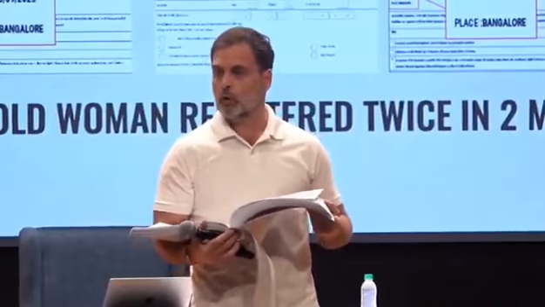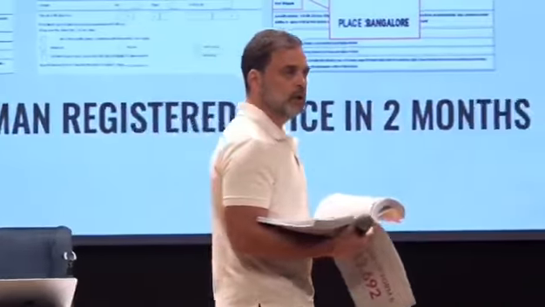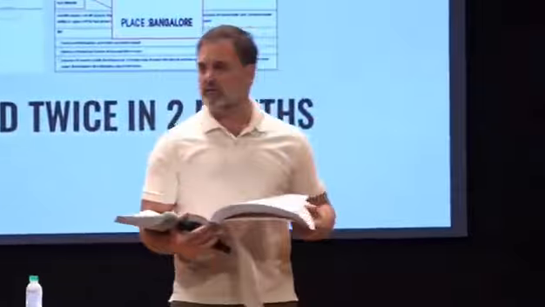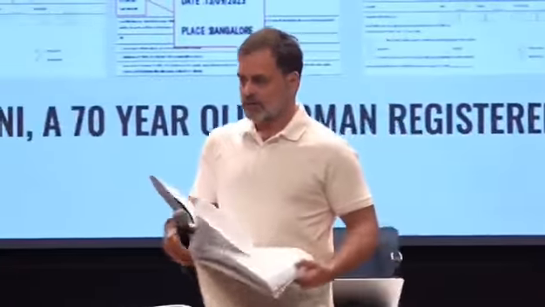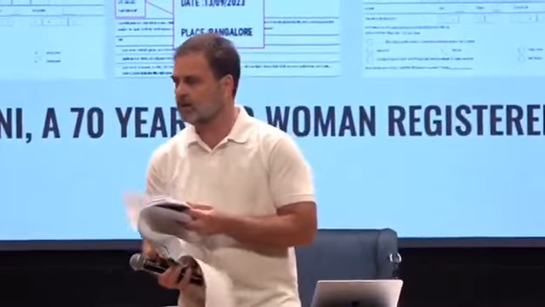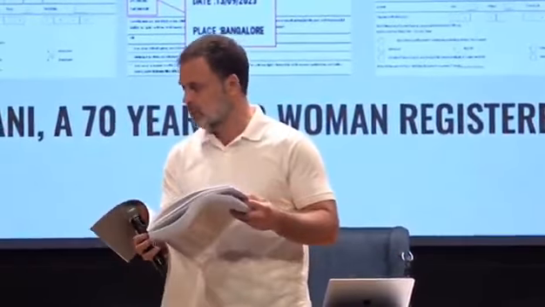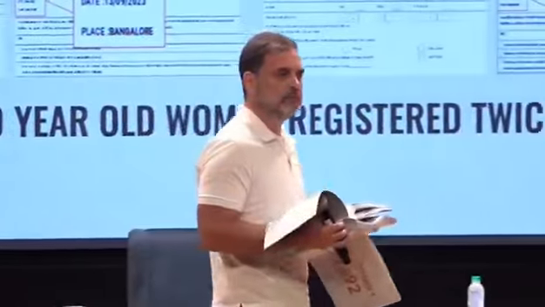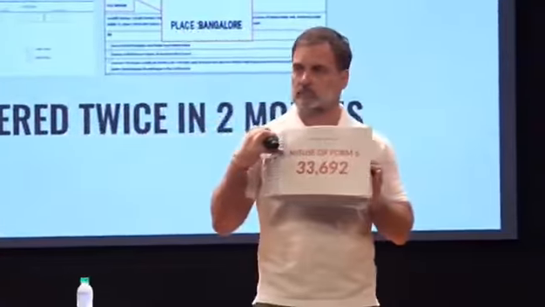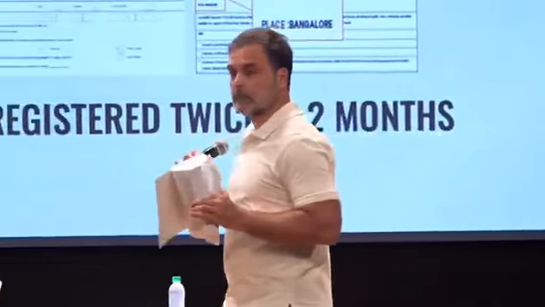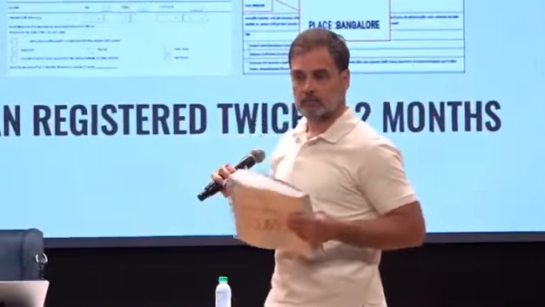They're supposed to be new voters that vote for Mr. Narendra Modi. 95, 85, 75, 65, 55, 45. This entire list does not contain a single person between the age of 18 and 25. 33,000 was stolen like this.